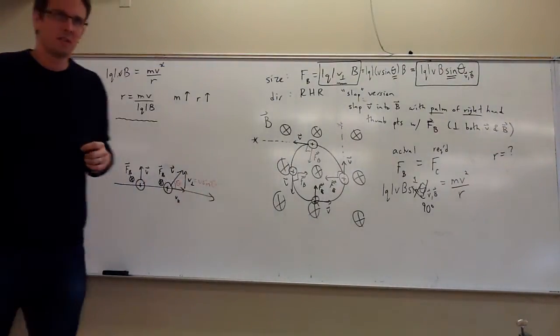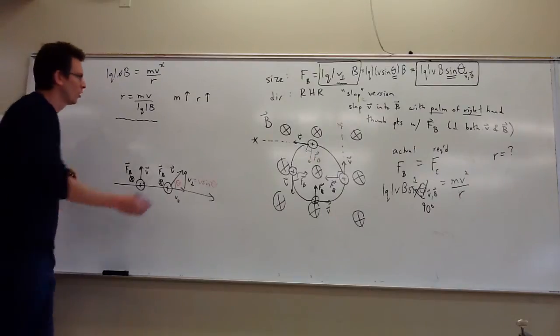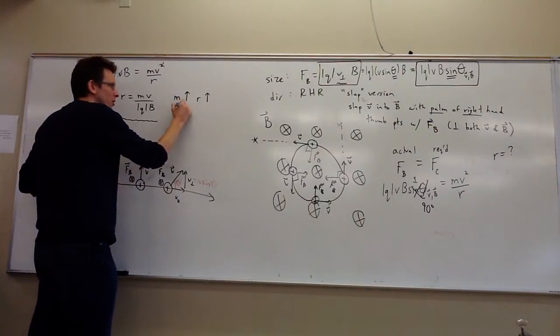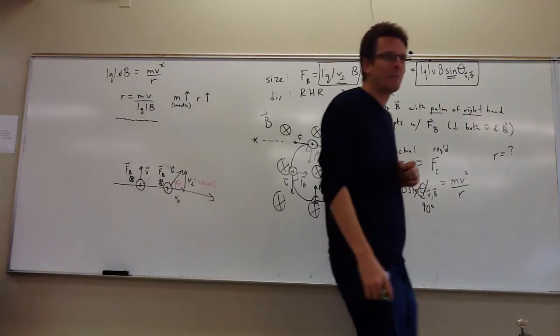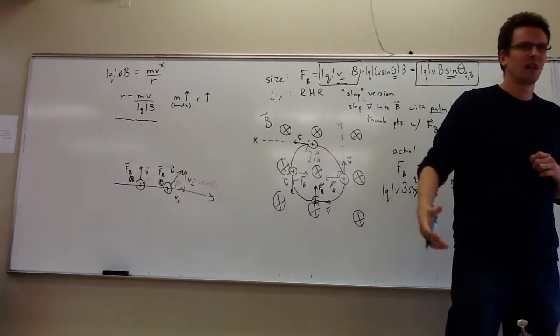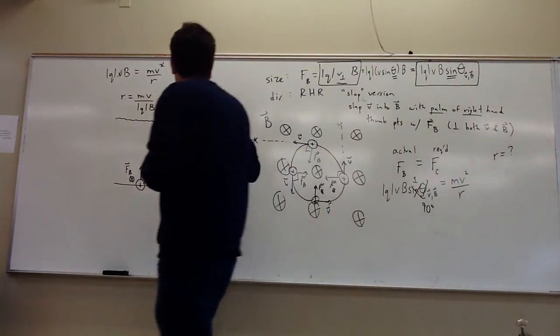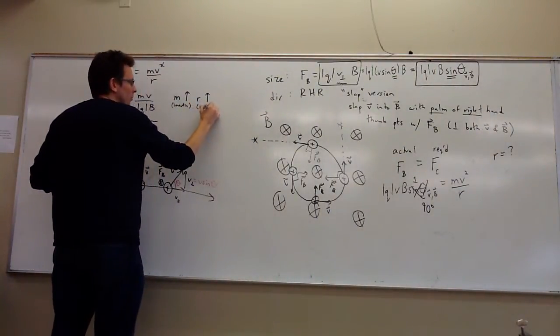Now why does this make sense conceptually? Well, if it has more mass, it has more inertia, right? It's more stubborn to curving. Well, that means that it makes wider turns. It makes more gradual turns. More inertia means more gradual turns.